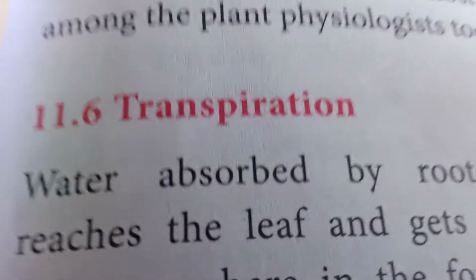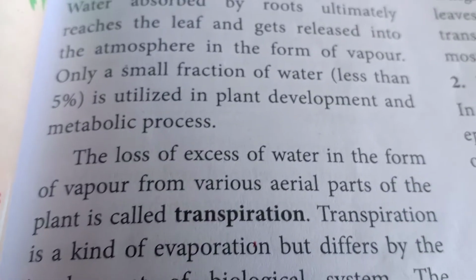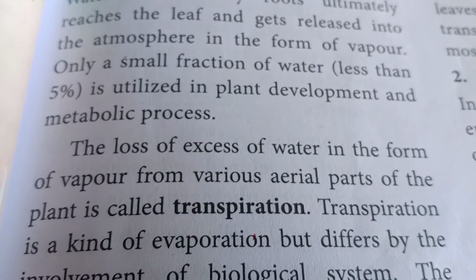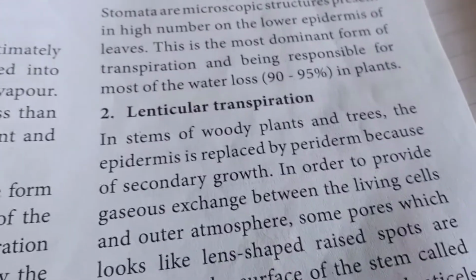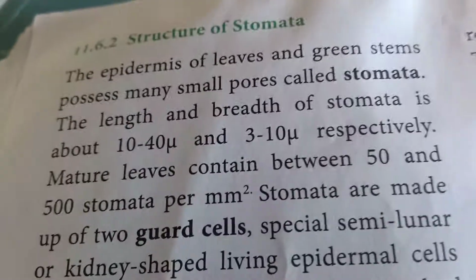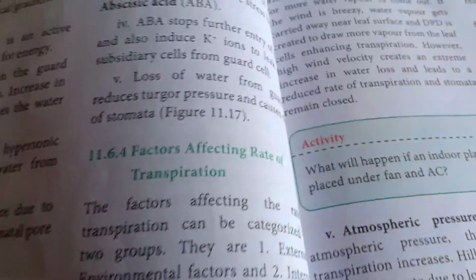We'll go to the other important topic, transpiration. What is transpiration? In the second paragraph you have the definition. The loss of excess water in the form of vapor from various aerial parts of the plant is called transpiration. The types of transpiration given are stomatal transpiration, lenticular and cuticular transpiration. And then you have the structure of stomata, and the diagram is given there. And then come the theories related to the opening of the stomata. The first one is the photosynthesis theory. The second one is the sugar-starch interconversion theory. So these two theories we have to learn.